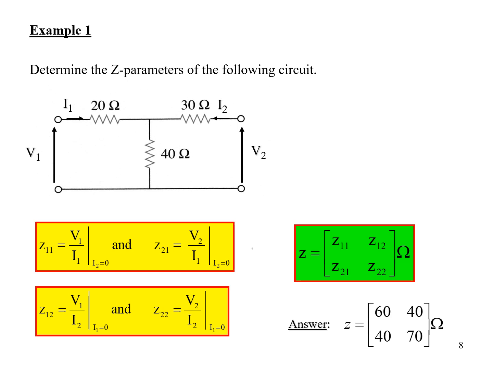So Z11 is V1 over I1. Imagine that I2 is open circuit. Then V1 over I1 is actually 20 ohms plus 40 ohms, which makes it 60 ohms. What is Z21? Z21 is V2 over I1. It is only 40 ohms because I2 is open circuit. And Z12 is V1 over I2. V1 over I2 is also 40 ohms because at this time I1 is open circuit. And Z22 is V2 over I2, the total of the resistors 30 and 40, which gives you 70 ohms.